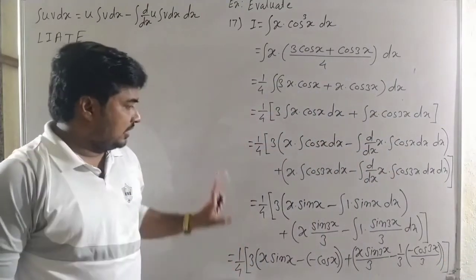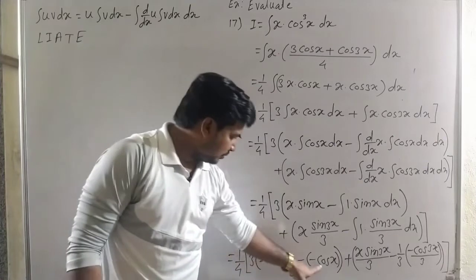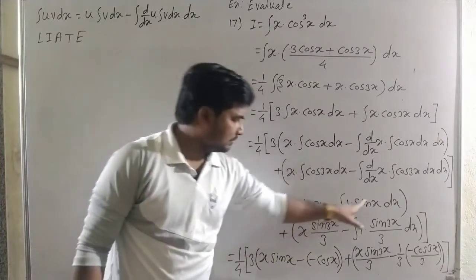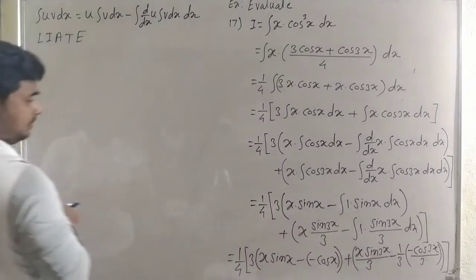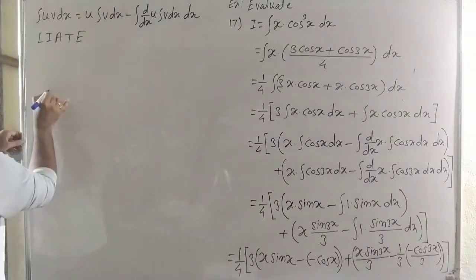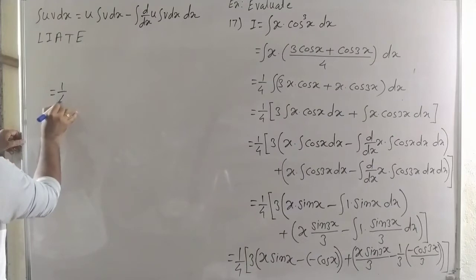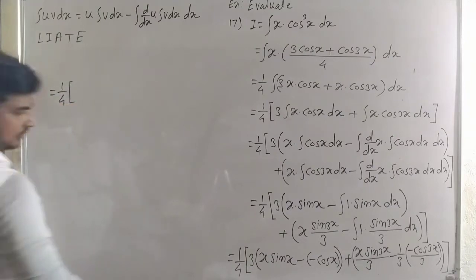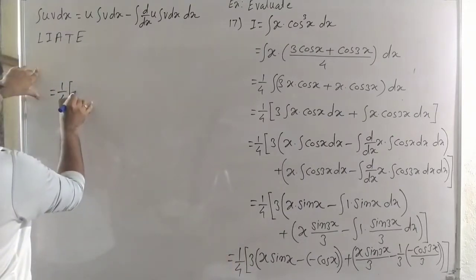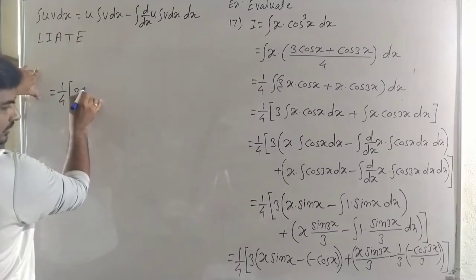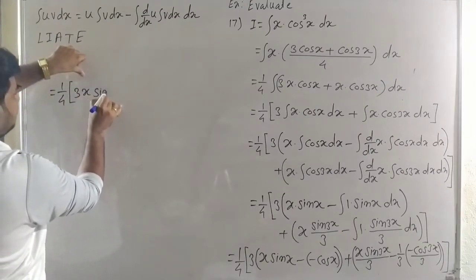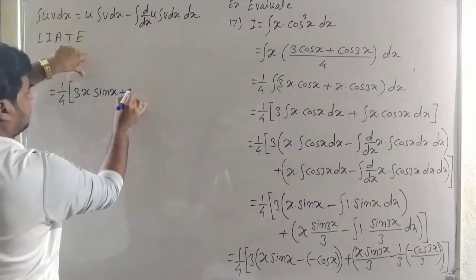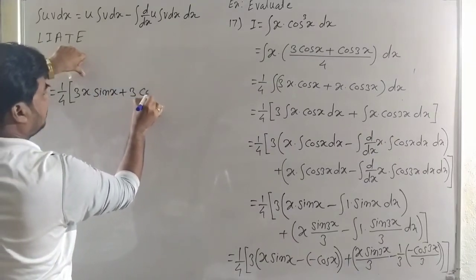See carefully. Here the first two terms are the integral of this, and then there are the last two terms. Now we can write here 1/4 into 3 into x sin x plus 3 cos x.